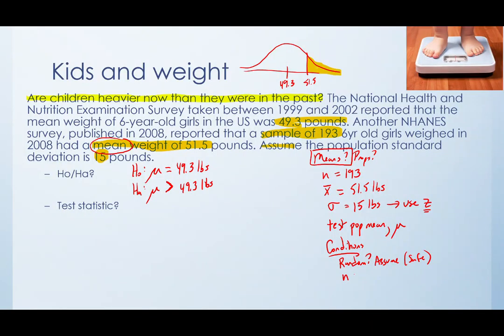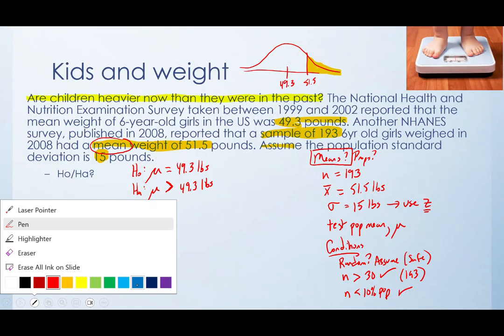Do we know if the population is normally distributed? Maybe, maybe not. It doesn't really matter because our sample size is bigger than 30, because it is 193. So we're good there, right? We're also still less than 10% of the population. That is fine because there's definitely more than 1,930 6-year-old girls in the country. That's definitely done. All right, so we need to do our test statistic. Now, we already decided that we were doing a z-score.